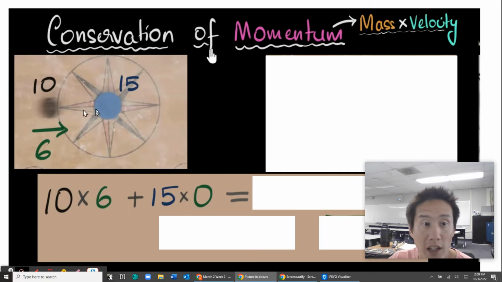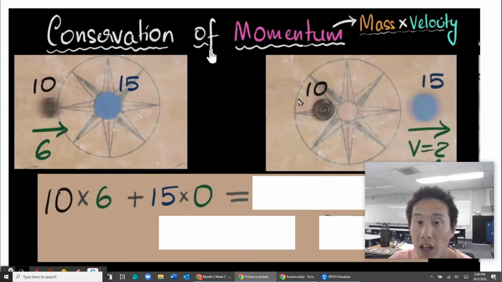Let's look at what happens when they collide. Whoosh. This guy is completely stopped. How do I know? There's no velocity. It might not say v equals 0, but they're saying you should be smart enough to know that if I don't put in a velocity and I don't draw an arrow, then obviously there's no velocity.